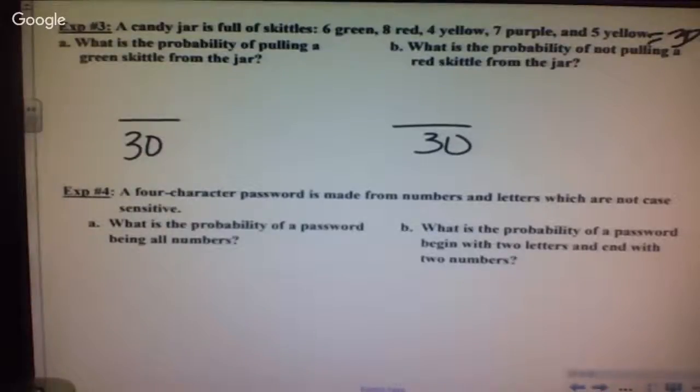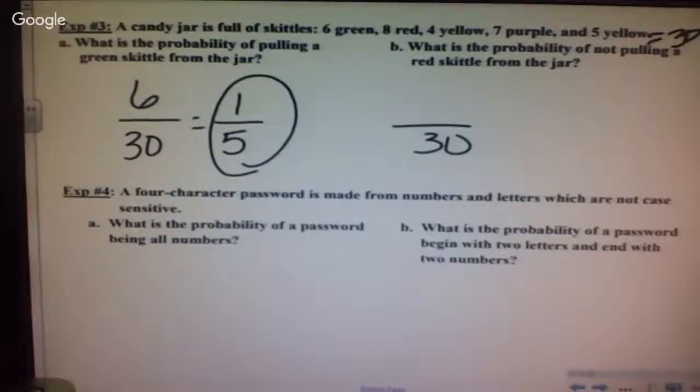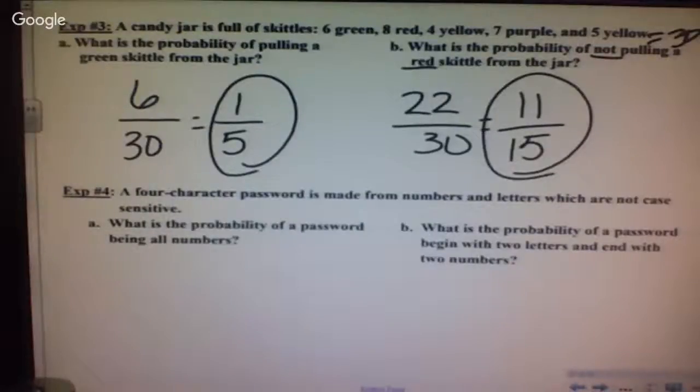Okay, of those 30, how many are green? 6. Reduce. 1/5. Of those 30, how many are not red? Okay, it says not red. And you said 24. 22. You've got 8 red, which means I have 22 that are not. So 11 over 15. So be careful, they can throw in that word not.